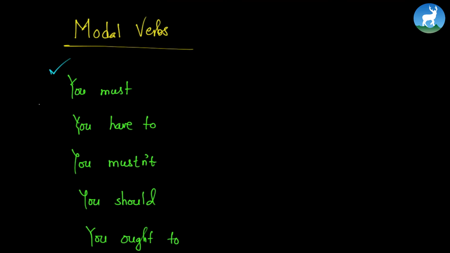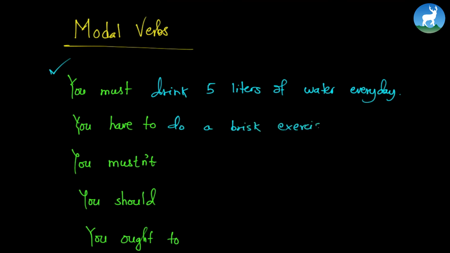Now you need to make some suggestions by using some of the modal verbs like must, have to, should, ought to, and their negative forms. So let's begin. You must drink 5 liters of water every day. You have to do a brisk exercise.